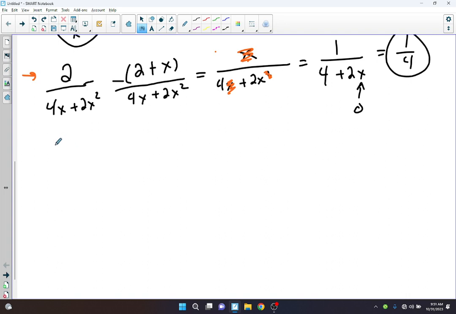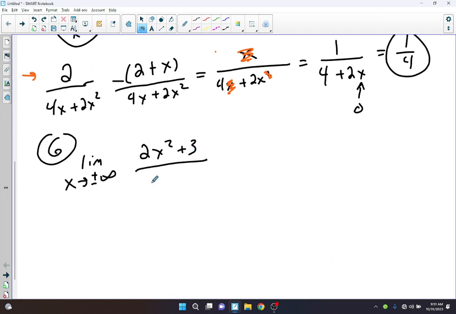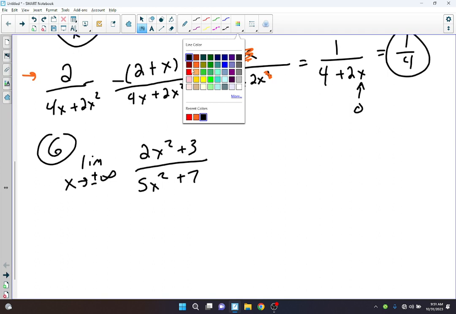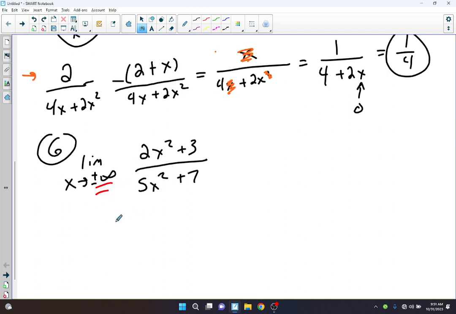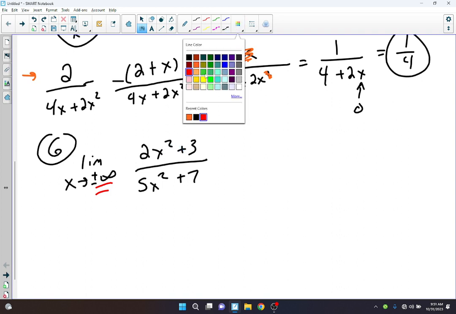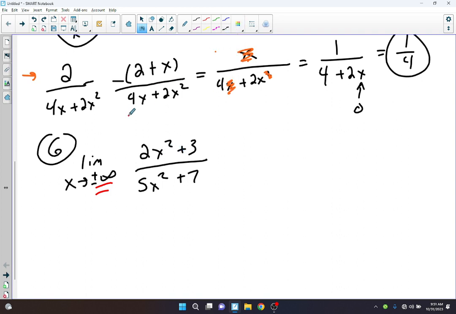Okay. Number 6. As the limit approaches plus or minus infinity, I'll talk about how we're going to do that. 2x squared plus 3 over 5x squared plus 7. When your limit is approaching infinity, whether it's positive or negative, what you're going to do is ignore everything except the biggest power.